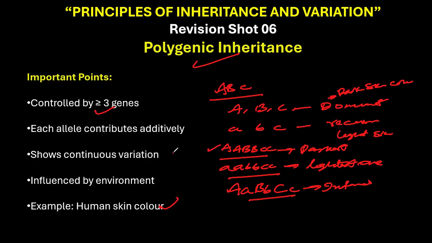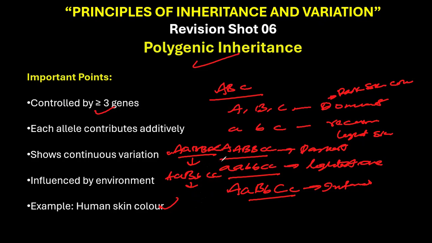Likewise, if we have capital A, small a, then capital B, capital B, capital C, this will be slightly less dark. Or if we have capital A, capital B, small b, then capital C, it will be slightly less dark as compared to this one. So it will go on like this. You will see this in the textbook also. This example has been given.